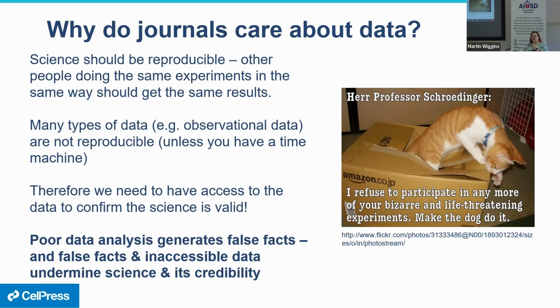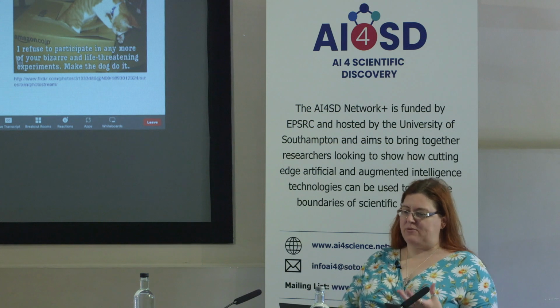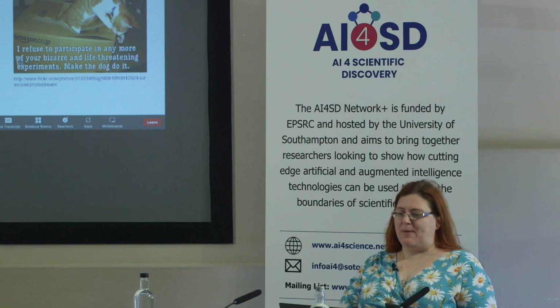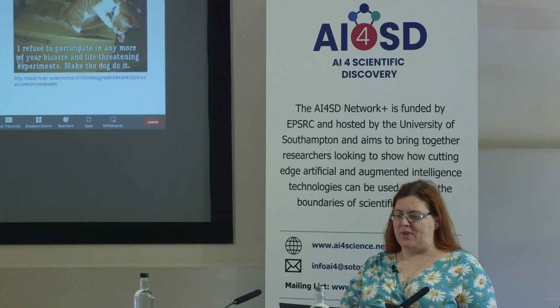Which meant that chemistry as a whole didn't really start becoming a science until people started sharing their results with each other and communicating with each other, and then going, oh, this particular method failed for me, so you don't have to go and try it because it obviously doesn't work. So science should be reproducible. Other people doing the same experiments in the same way should get the same results.